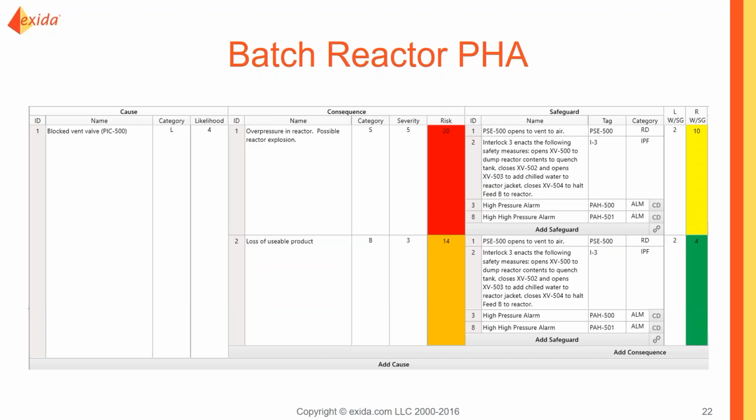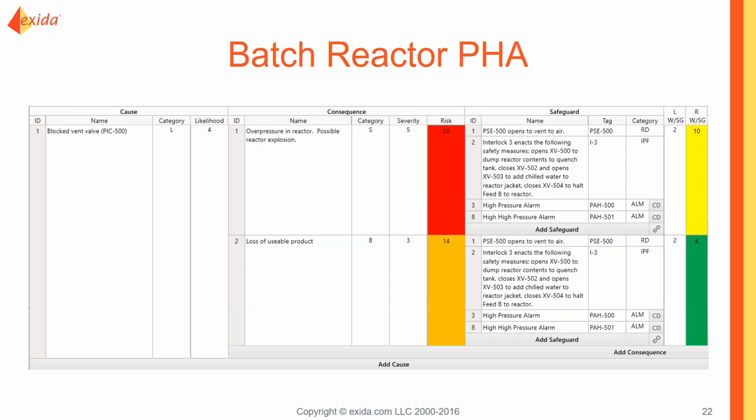So your risk level based on your risk matrix is 20. That would be very high. In this case, we have the safeguards listed. Again, that rupture disk is number 1, interlock 3 is number 2, and we have 2 high pressure alarms as well. The second entry is loss of usable product.